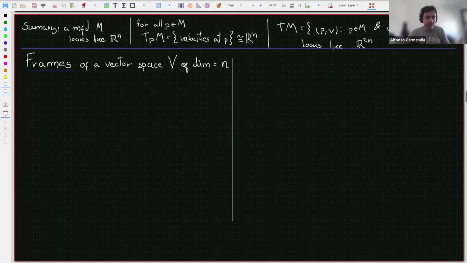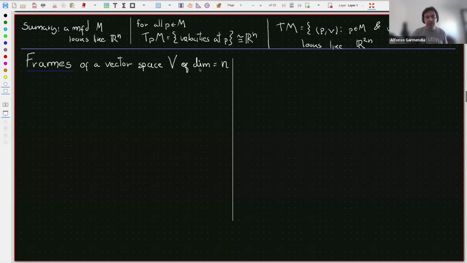So I erased everything from the blackboard, and now I'm going to something that maybe some people may not be familiar with, and it's not extremely difficult: frames of a vector space. So now we take a vector space. Here on the top, there is a little bit of a summary. The vector spaces that we want to think of are the velocities at a point P. But this works for every vector space.